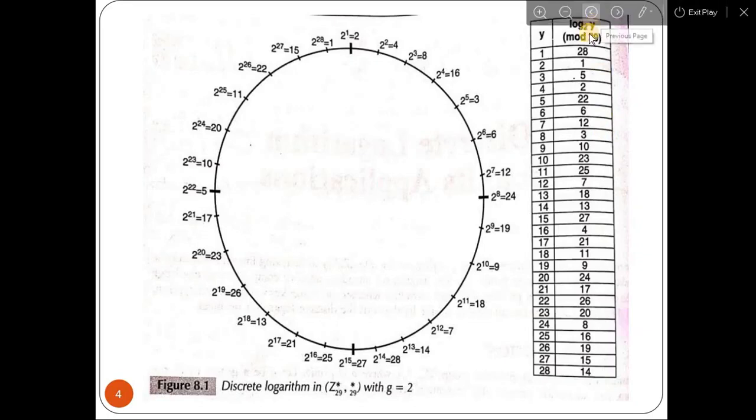So the inverse is found using the formula log y to the base 2. 2 is the reason because g is equal to 2 mod 29. But if I apply directly to this formula, I won't get the inverse. So I need to use modular exponentiation formula. So what is that formula? g to the power x mod p is equal to y.